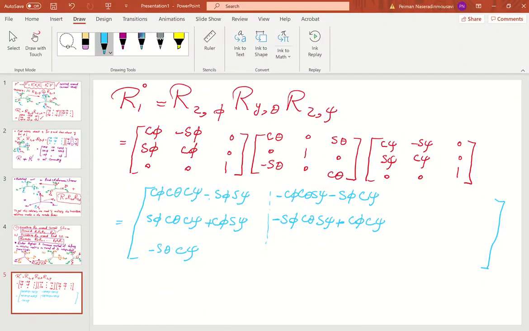Here is sine theta, sine psi. And the third column is going to be cosine phi, sine theta, sine phi, sine theta, and the cosine theta. And this is based on, because we are going forward, a multiplication of the three independent Euler angles. And this is the result.